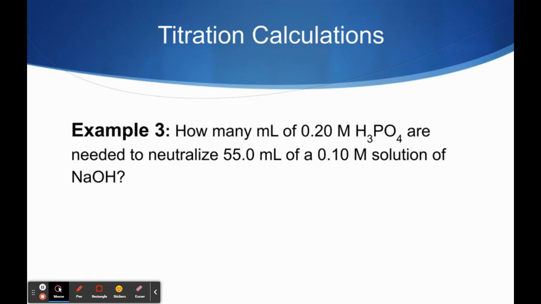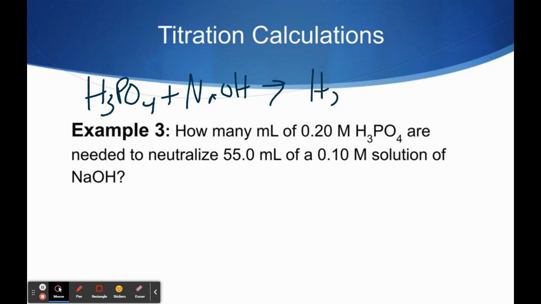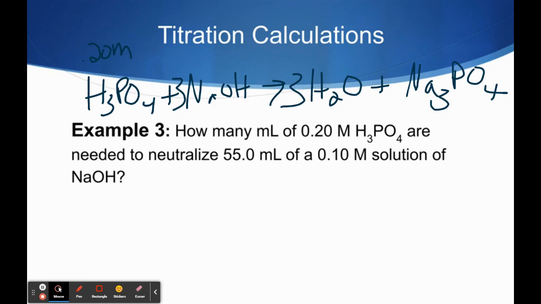So we want to start by writing our equation again, which is H3PO4 plus NaOH. One product is water. The other product is Na3PO4. So again, we need to balance. We would need a 3 there and a 3 there. Okay, so we know the concentration of our acid, and we know the volume of our base and the concentration of the base. So we want to start by solving for moles of NaOH.